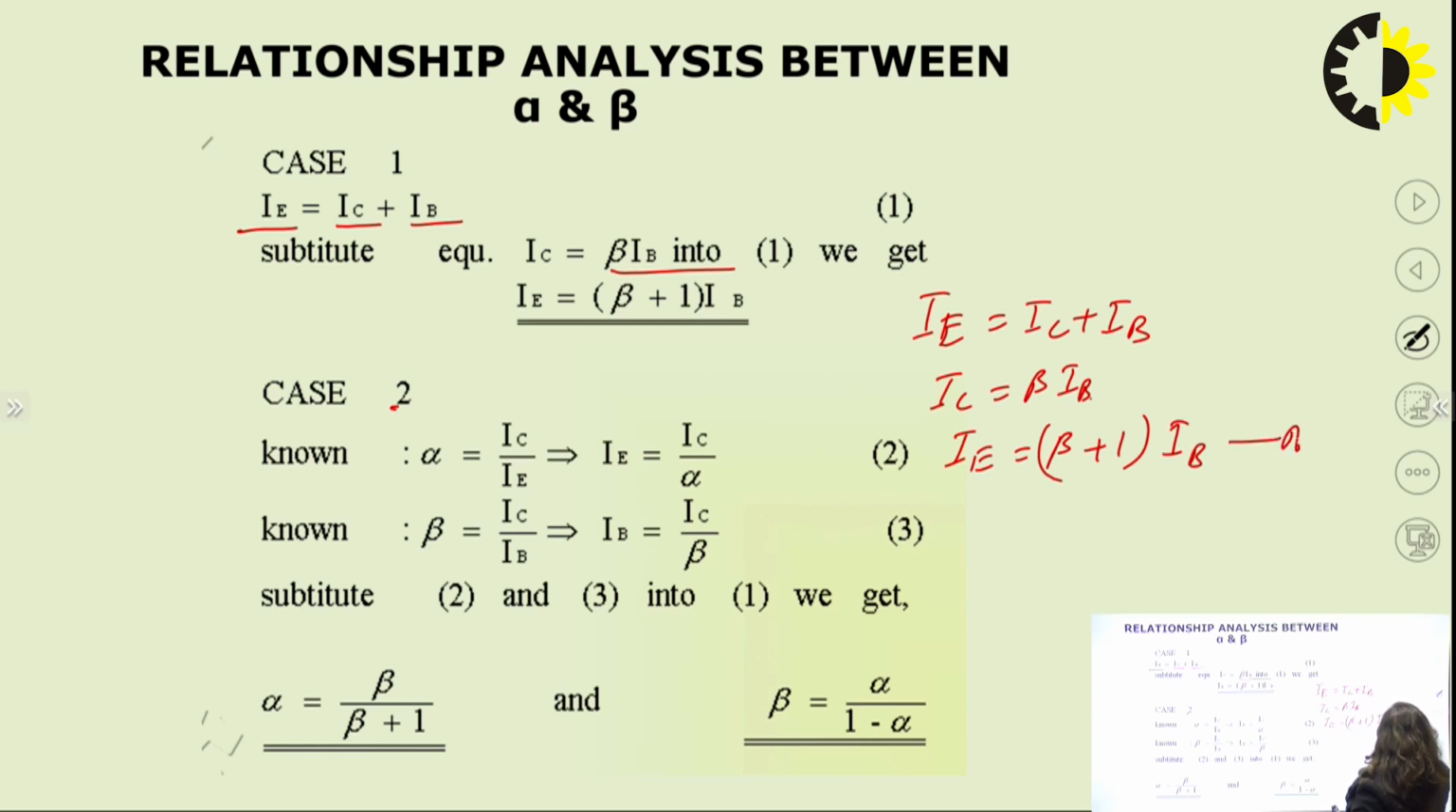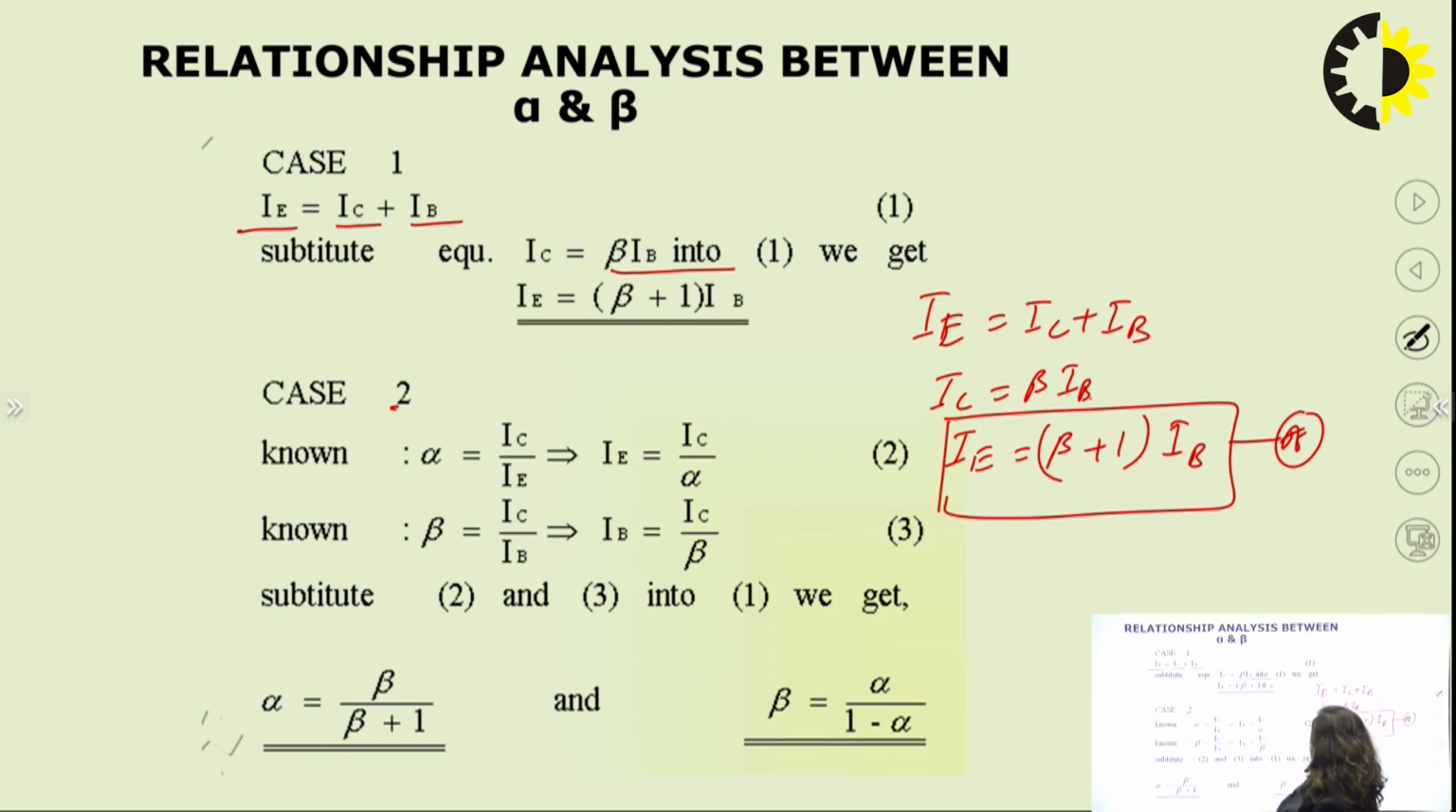So this equation is important, which gives the value of IE, the emitter current, in terms of base current, which is equivalent to beta plus 1 times IB. So this is the equation. This is the first case.